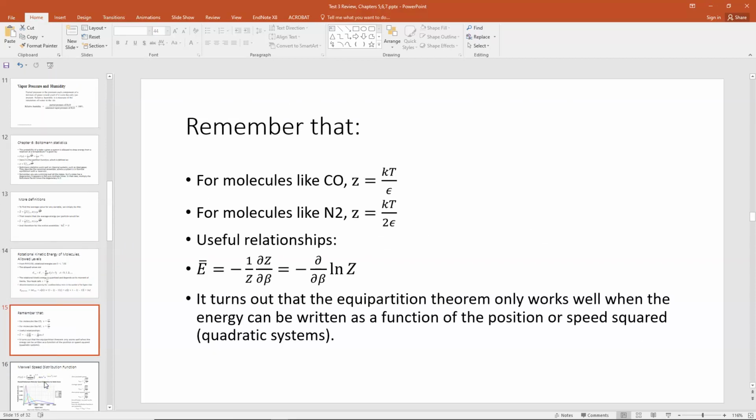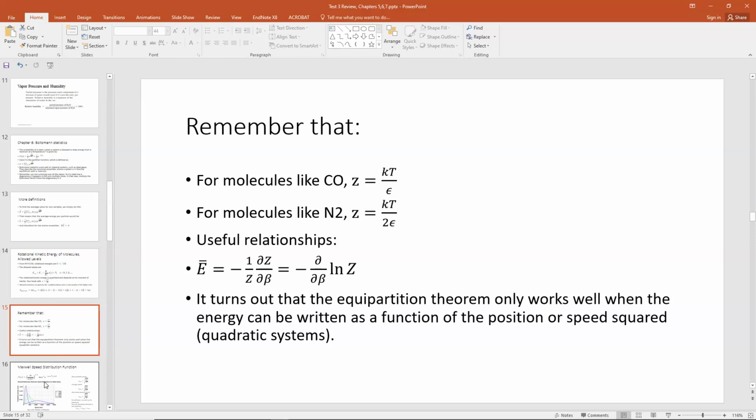Okay, we found the partition function too for rotational energy states. If you have a diatomic molecule with two different atoms in it, like carbon monoxide, then the rotational partition function Z is kT over epsilon. But if you have a molecule like diatomic nitrogen, N2, then your partition function is half that of something like carbon monoxide, so it would be kT over 2 epsilon.